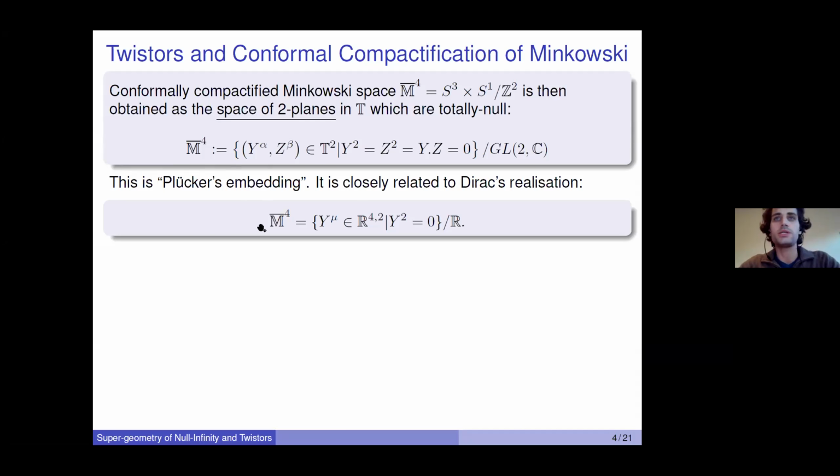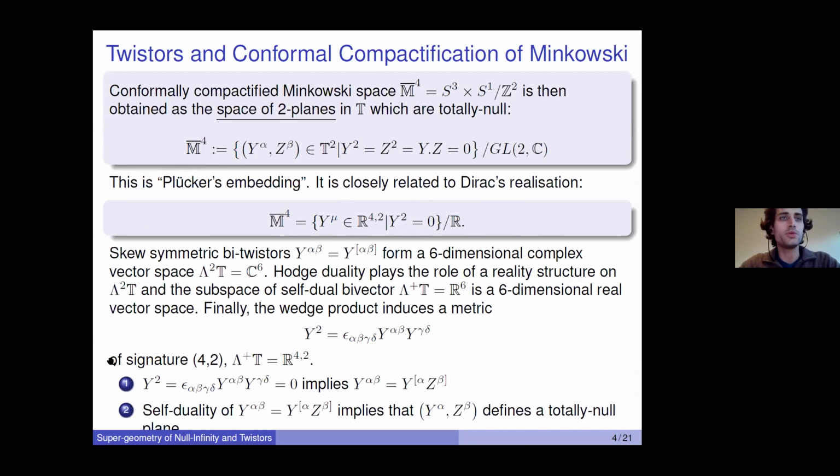It's called the Penrose embedding, and it's closely related to another realization that perhaps you're more familiar with, called the Dirac realization, where you think of conformally compactified Minkowski space as being inside R6, but you impose two constraints. Rather, you first take the null cone inside this R6, and then you look at the projective null cone. So it's more classical.